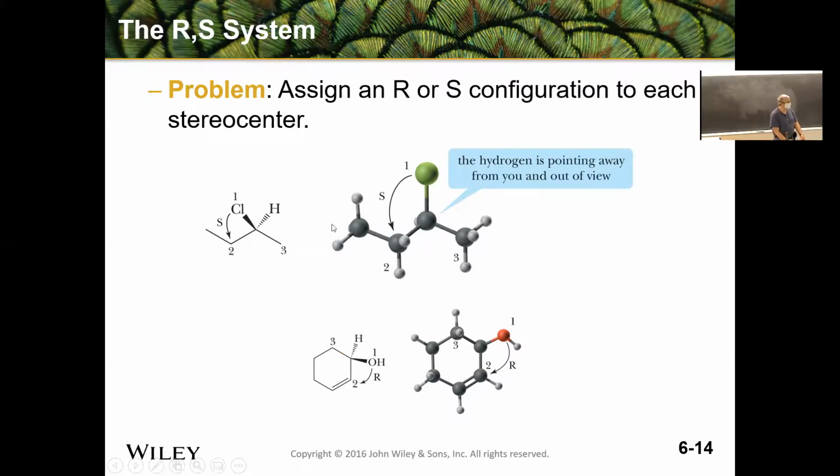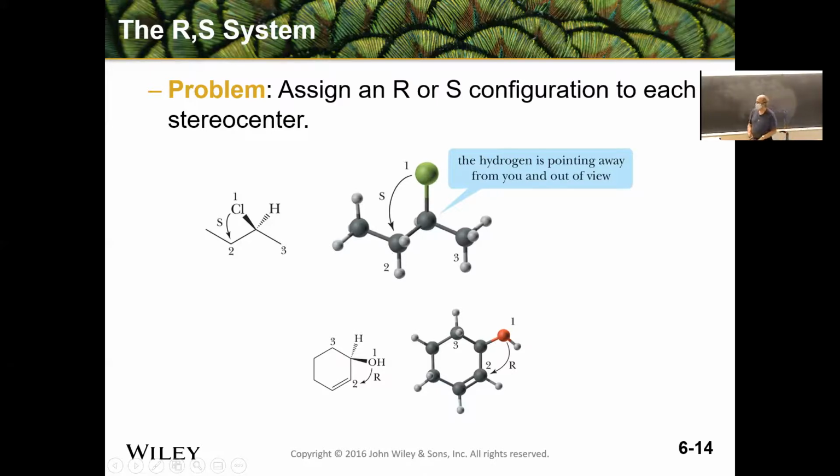Okay, and then we direct it so that the lowest group, hydrogen, is away from us. And the other 3 groups, chlorine, ethyl, methyl, that's in a counterclockwise formation, so this would be S. 1, 2, 3, that's counterclockwise, so this is S.